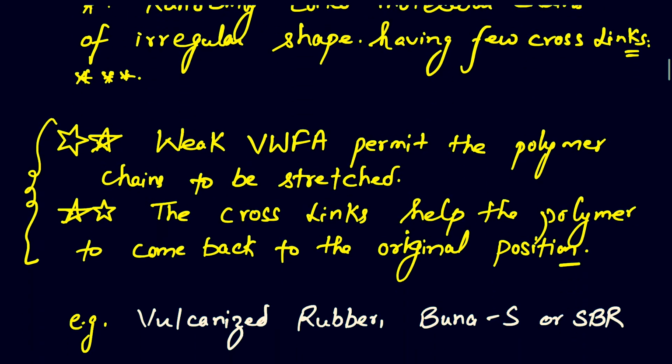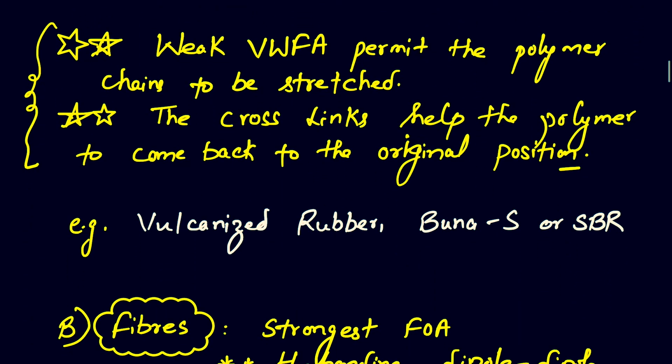So these are basically stretchable polymers. So weak van der Waals forces of attraction, they permit the polymer chains to be stretched, while the crosslinks, they help the polymer to come back to the original position. So these 2 points are also very important. Examples of them are vulcanized rubber or Buna S. Buna S is also named as SBR. Now that is all about the elastomers.